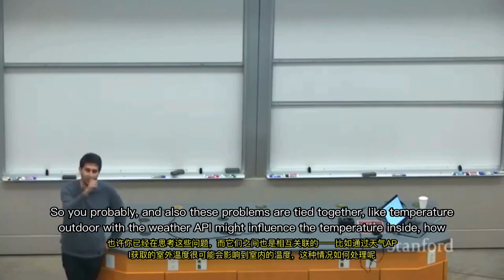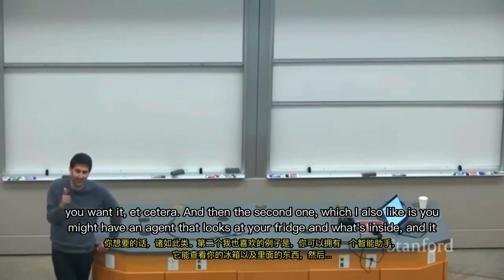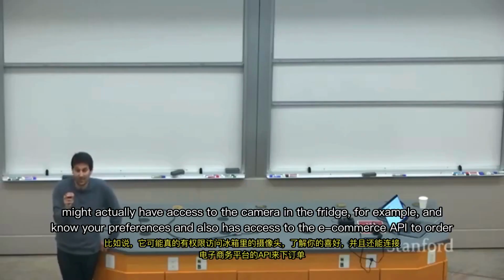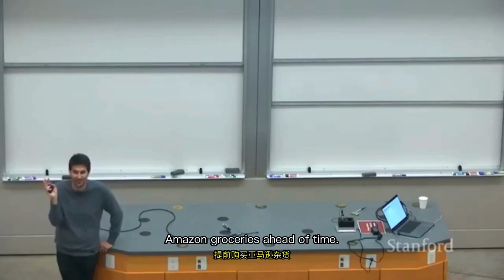So you probably, and also these problems are tied together, like temperature outdoor with the weather API might influence the temperature inside, how you want it, etc. And then the second one, which I also like, is you might have an agent that looks at your fridge and what's inside, and it might actually have access to the camera in the fridge, for example, and know your preferences, and also has access to the e-commerce API to order Amazon groceries ahead of time.